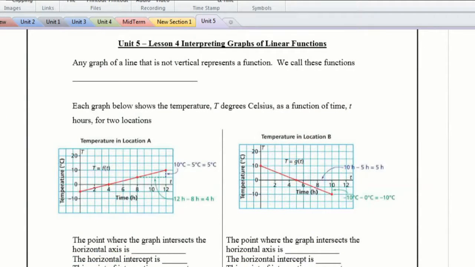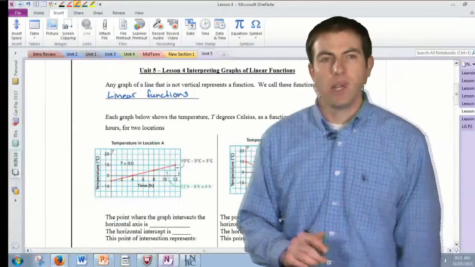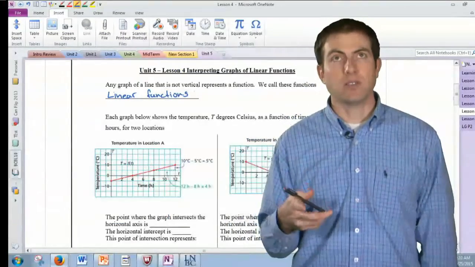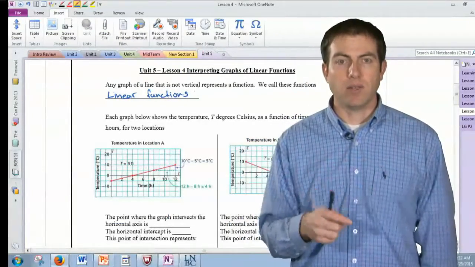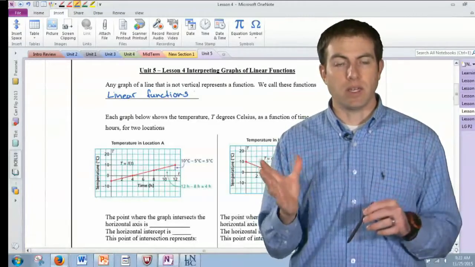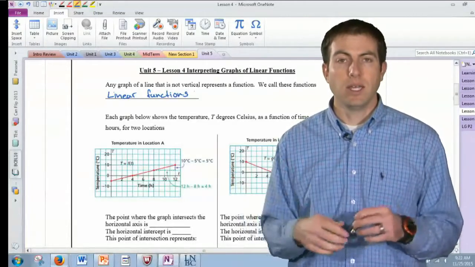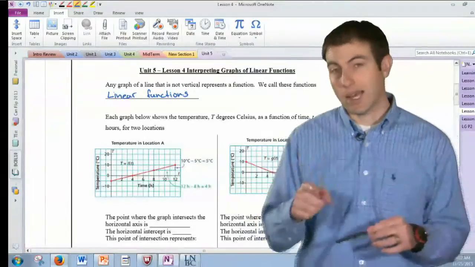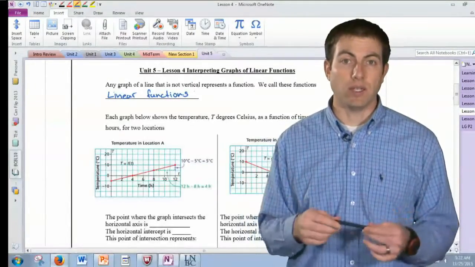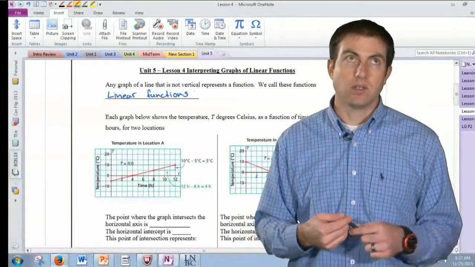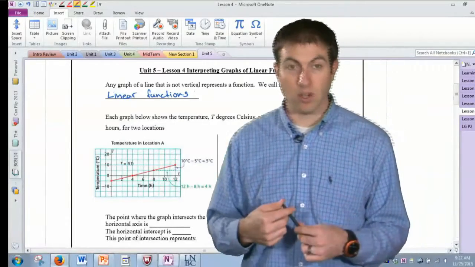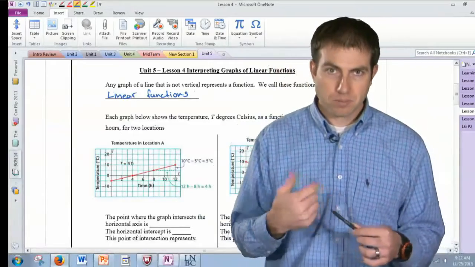Any graph of a line that is not vertical represents a function. We call these functions linear functions. And we looked at the difference between linear and nonlinear functions last day. Hopefully you remember, when we're talking about linear functions, the exponents for x and y, if we look at the equation, don't have anything greater than 1, so it's just going to be an x and a y. If we're talking about nonlinear functions, our x or our y is going to have an exponent that is 2 or larger, or a half, I suppose. So anything that's not 1 is going to give us a nonlinear function.